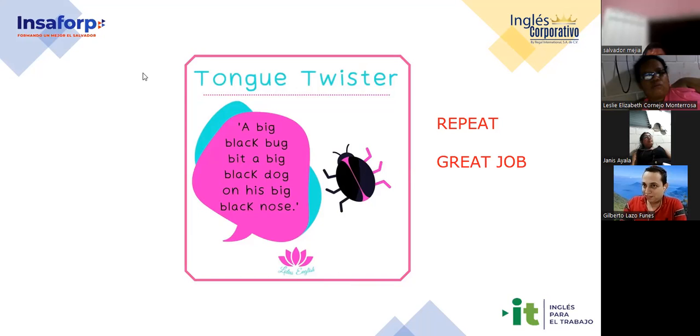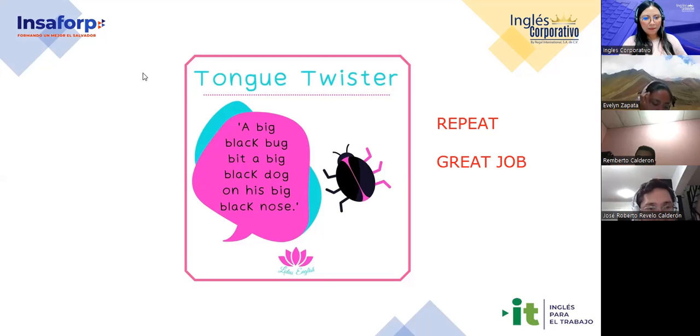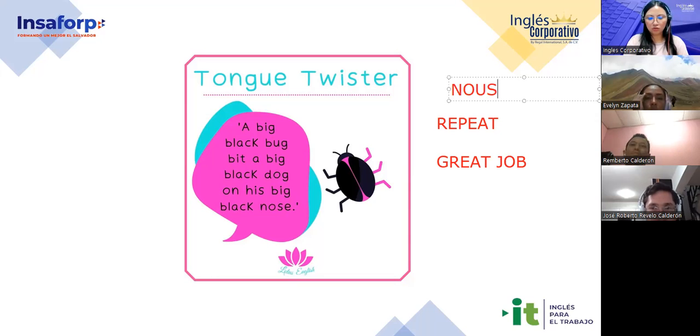Black dog on his big black nose. Okay, second time. Otra vez. A big black dog on his big black nose. On his big black nose. Esa palabrita, nose. Yes. Otra vez, Salvador, una vez más. Vamos. Es como que le da esto.